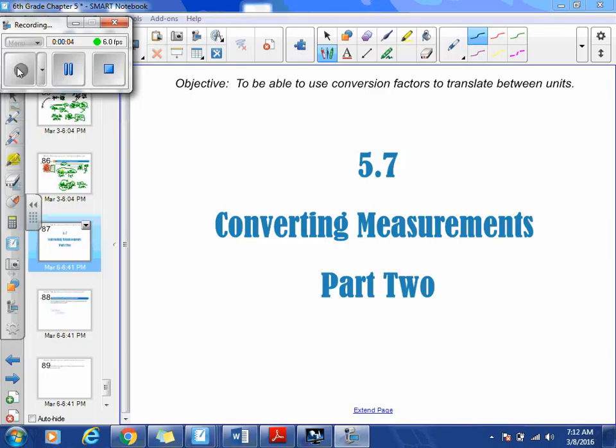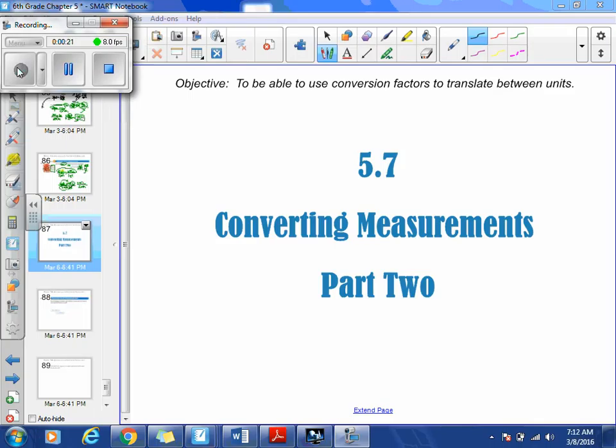This video covers the second part of section 5.7, converting measurements. If you have not watched the first, the second is going to be very confusing for you, so please start by watching the first video. The goal is to be able to use conversion factors to translate between units.